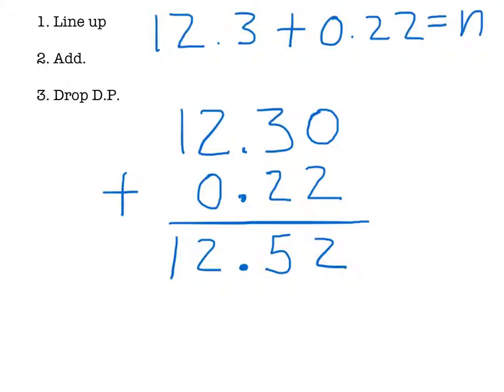I look back at my problem. 12, if I estimate about 12 plus a 0.22, that makes sense that I'm still at 12 and I'm just a little bit higher. So 12.22, or excuse me, 12.52.